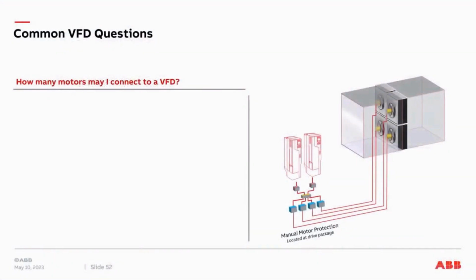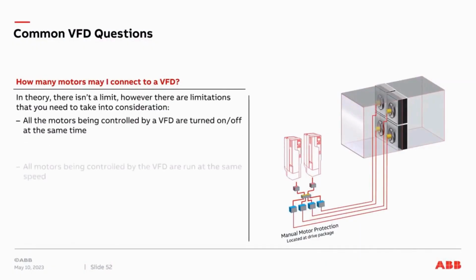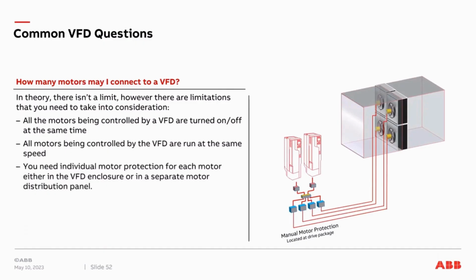A very commonly asked question is how many motors can I connect to one VFD? And the answer is, in theory, there's no limit. But you need to look at the motors being controlled by a VFD. In this case, we're showing 4 motors. They're coming down to individual motor protection devices, and then we're showing 2 VFDs as a redundant drive package. But one VFD would be turned on. It would be controlling all 4 motors at the same time.